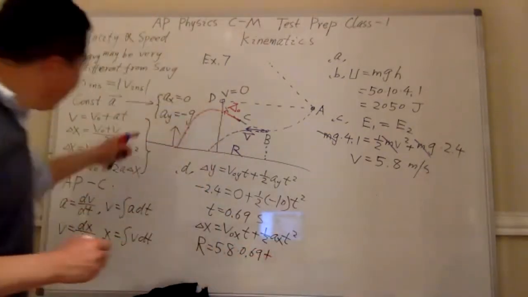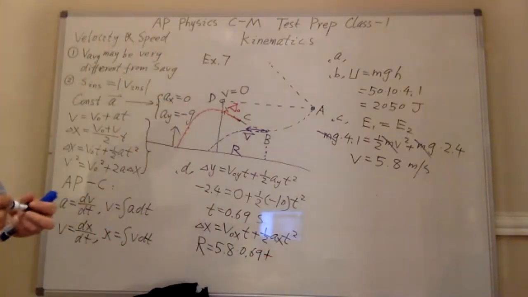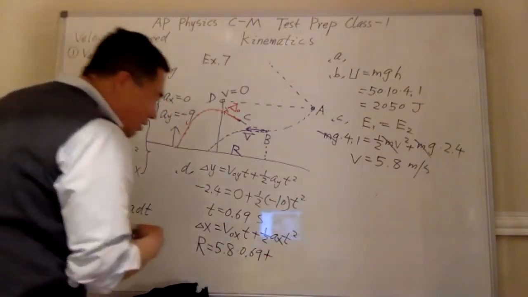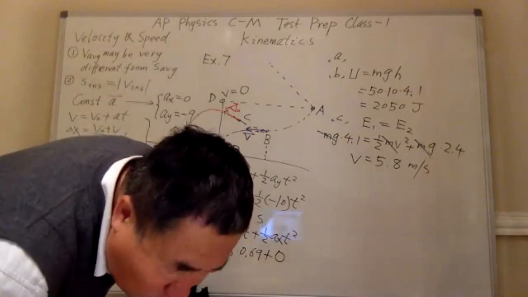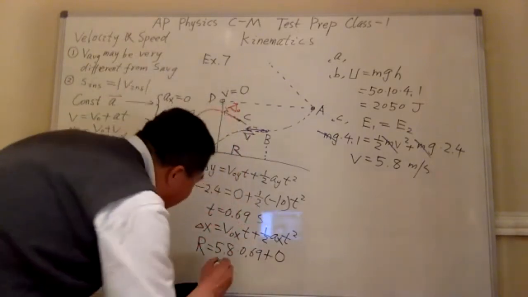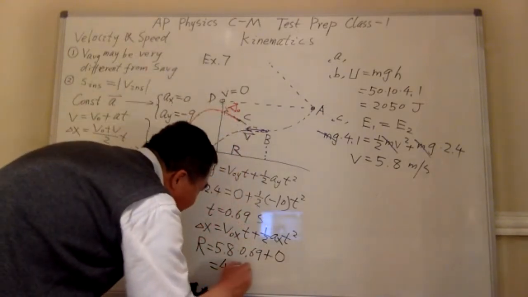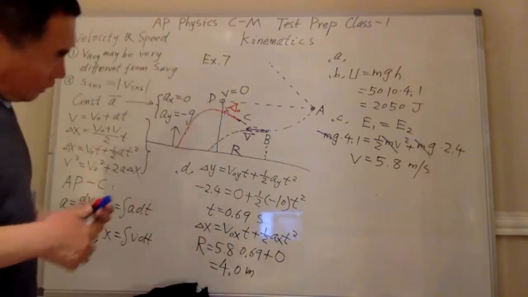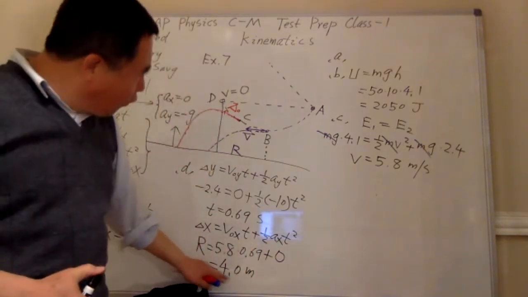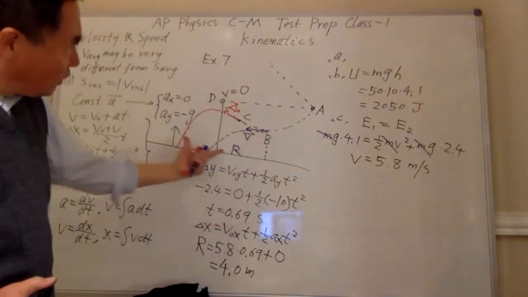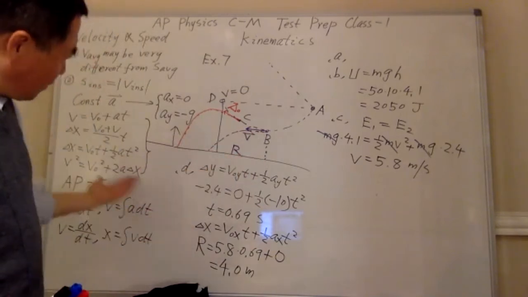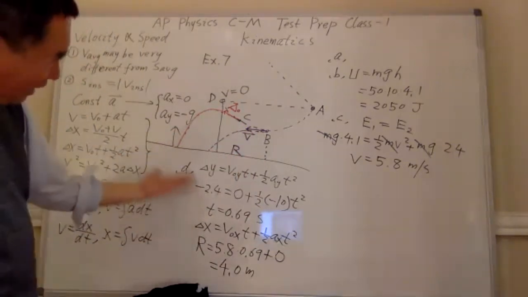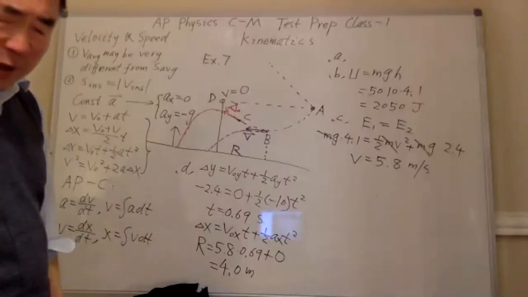Then I know a x equals 0, so I put in 0. Then I got the range they traveled: R is almost 4.0 meters. They land 4.0 meters away. That's the range they traveled. So that is back to projectile motion again.